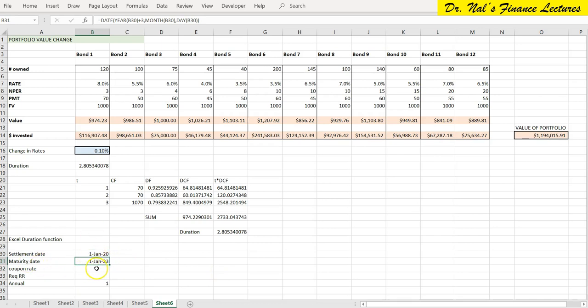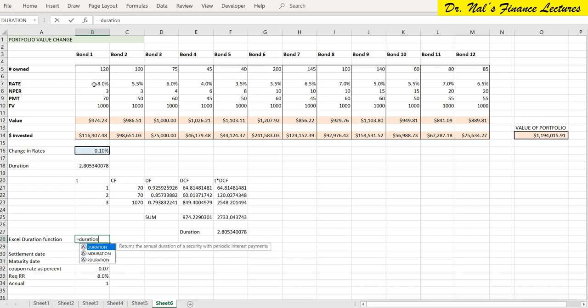So and then now the coupon rate. The coupon rate is just the coupon payment divided by the face value. So we need a percentage for the rate. All right. So coupon rate as a percentage. There you go. The required rate of return is simply equal to this number over here. That's it. We are ready to calculate the Excel duration function.